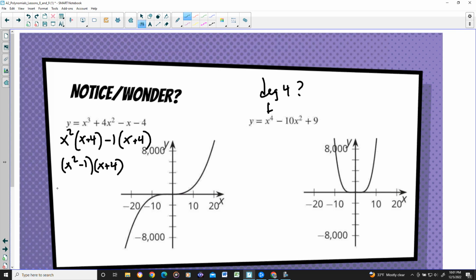And this factors into x minus 1 times x plus 1. Remember, that's a difference of squares, times x plus 4. So it turns out this, from our last lesson, crosses the x-axis 3 times. It's going to cross at 1, it's going to cross at -1, and it's also going to cross at -4. Now, those numbers are hidden here because of the scale of the x-axis.